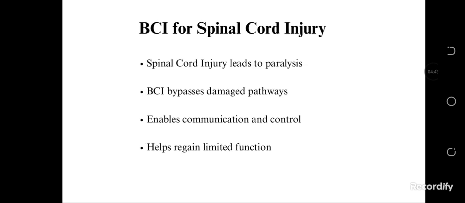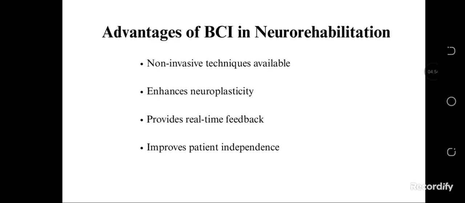Next, BCI for spinal cord injury. The spinal cord injury leads to paralysis. So, the BCI bypasses the damaged pathways and enables communication and control. It helps to regain limited function.